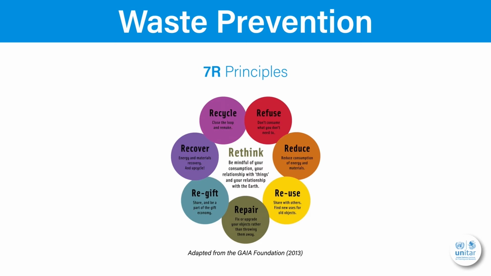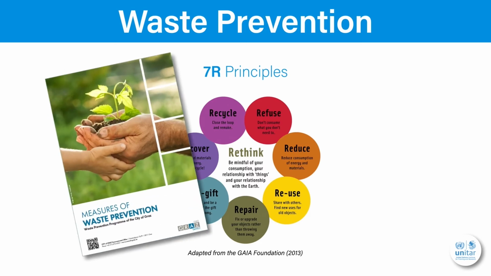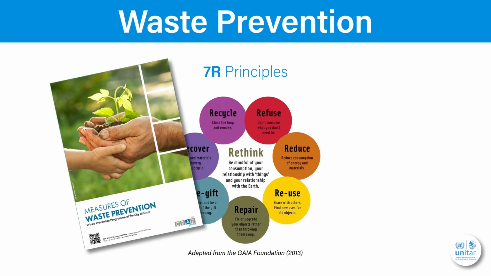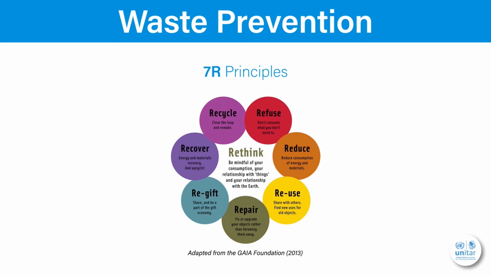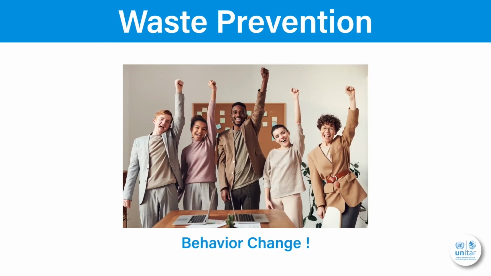If you are interested in knowing what kind of measures can be implemented or promoted at a city level for waste prevention following the 7 R principles, you can have a look at the Waste Prevention Program of the City of Graz, available in the list of key readings. On paper, following the 7 R principles seems quite straightforward. However, asking people to rethink their consumption habits and follow the 7 R principles is in reality asking them to change their behavior. And changing a behavior has never been an easy thing to achieve.